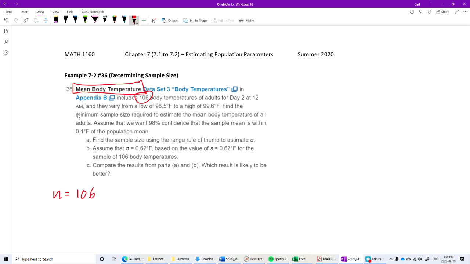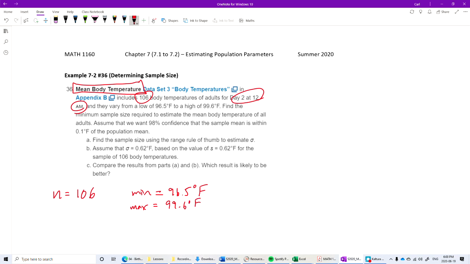Okay, so if I remember correctly, each person had their temperature measured at a few different times. So this is the second day at midnight. And the minimum measurement here was 96.5 degrees Fahrenheit, and the maximum in that data set was 99.6.